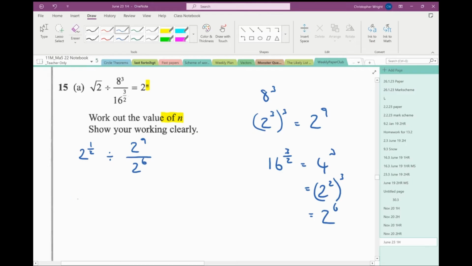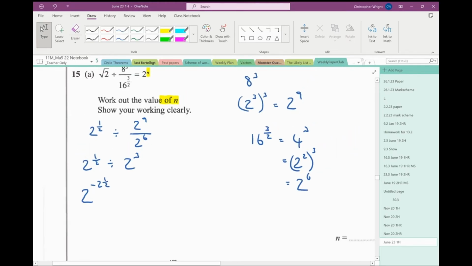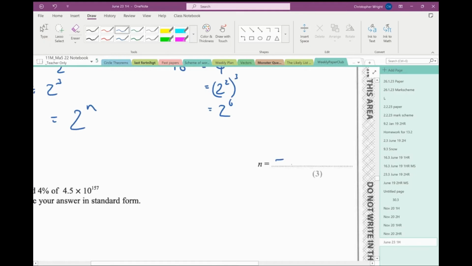Now, 2 to the half divided by 2 to the 9 divided by 2 to the 6 is 2 to the power of 3, subtracting the indices. 2 to the half divided by 2 to the power of 3. A half minus 3 is minus 2 and a half. So that's 2 to the power of minus 2 and a half. So 2 to the power of minus 2 and a half equals 2 to the n. So what's n? n is minus 2 and a half, or minus 5 over 2.